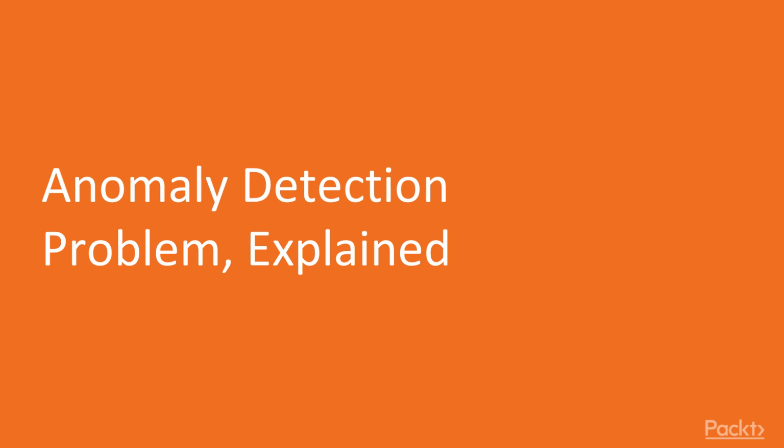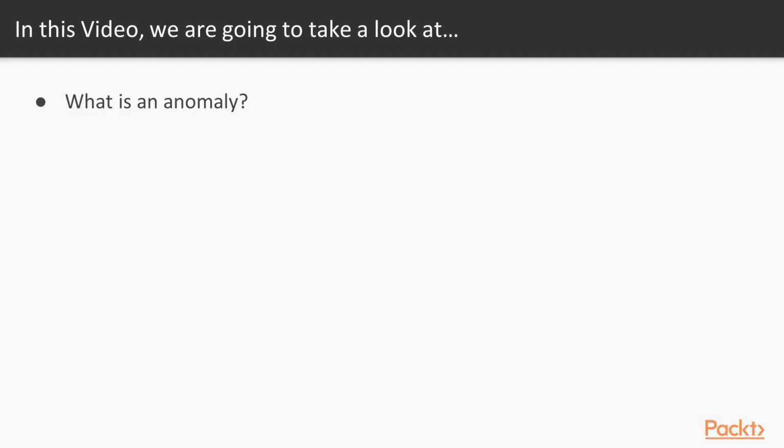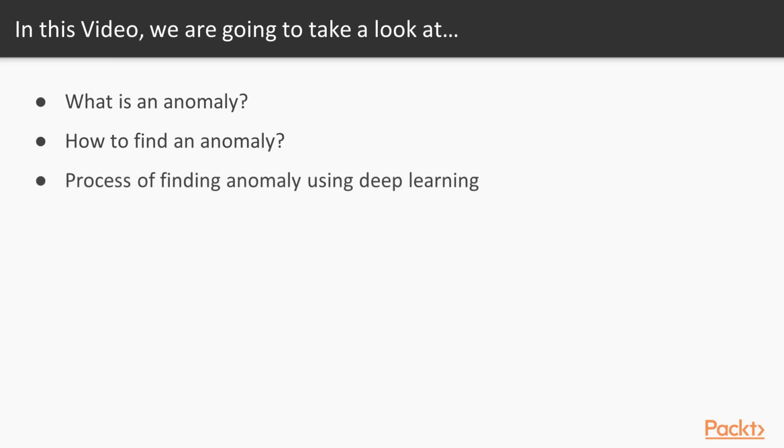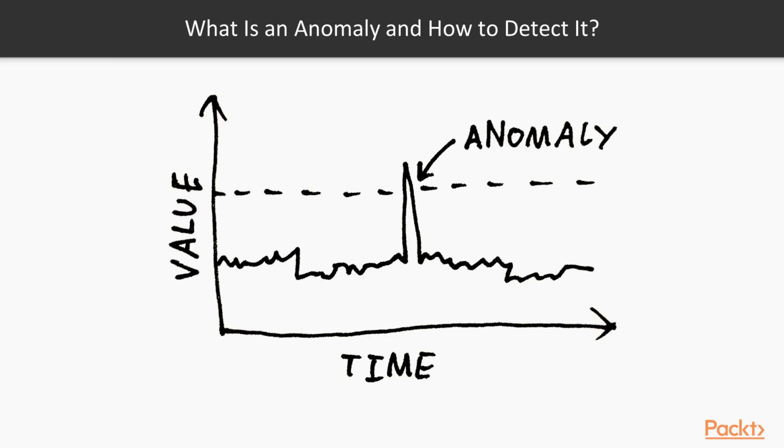And this is a video in which we'll be doing an anomaly detection problem explanation. So we'll see what an anomaly is and how to find an anomaly. We'll be looking at the process of finding an anomaly using a deep learning approach. So let's first answer a question: what is an anomaly and how to detect it?